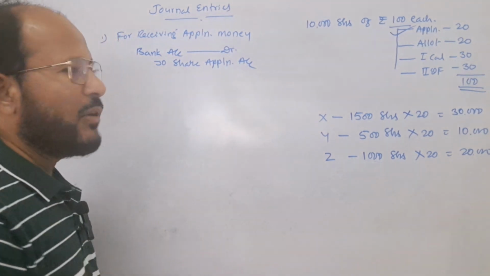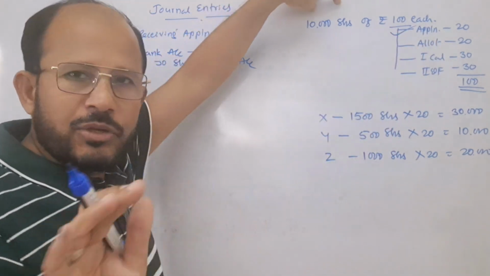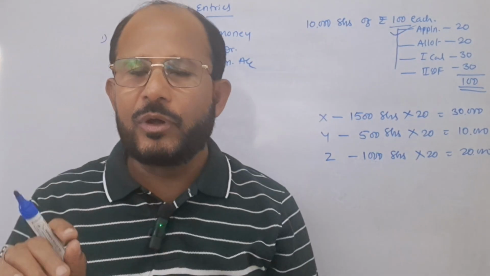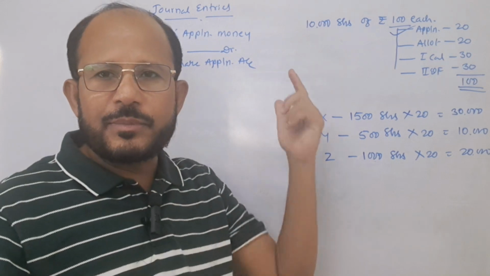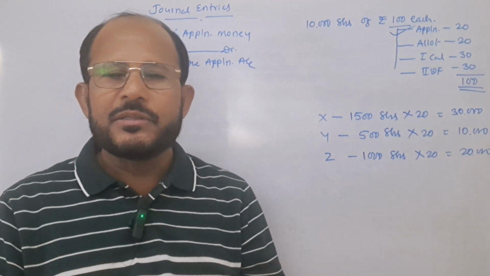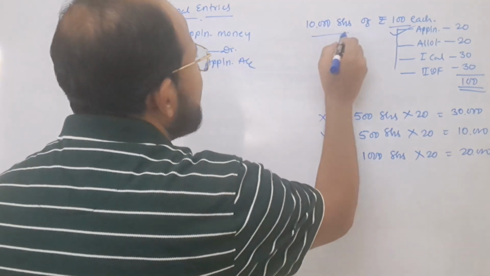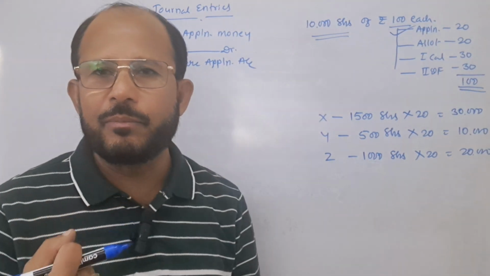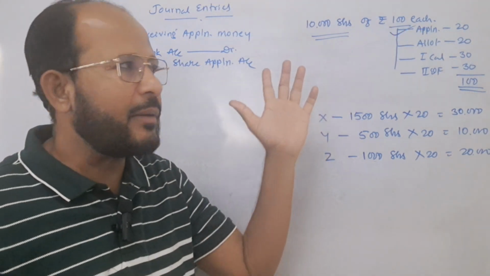What is the amount of application money? Assume that all 10,000 shares are subscribed by the public. Here one important thing you have to remember. Sometimes issued capital and subscribed capital may be different. Sometimes issued capital and subscribed capital may be the same. Here I am going to assume that all the 10,000 shares have been subscribed by the public and the application money is duly collected by the company.